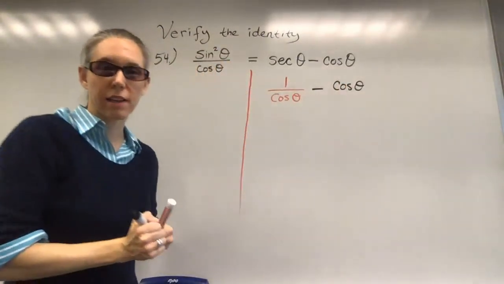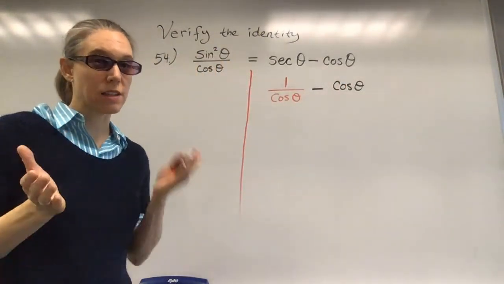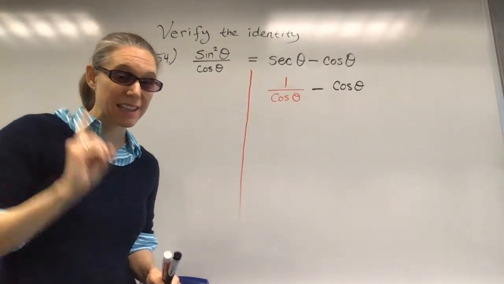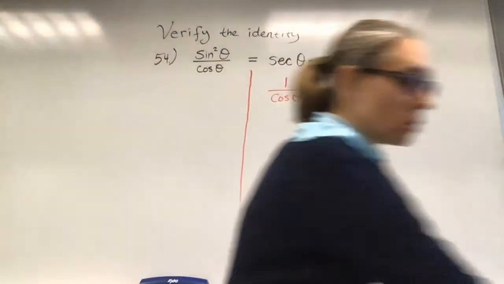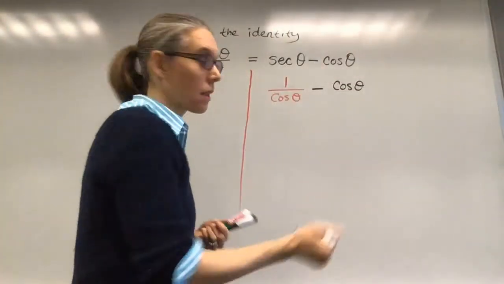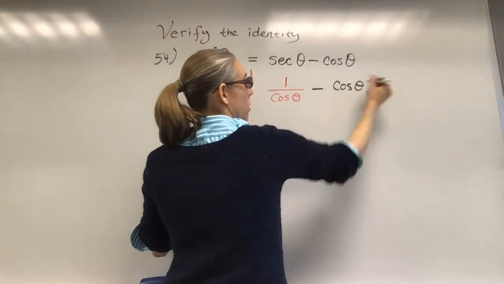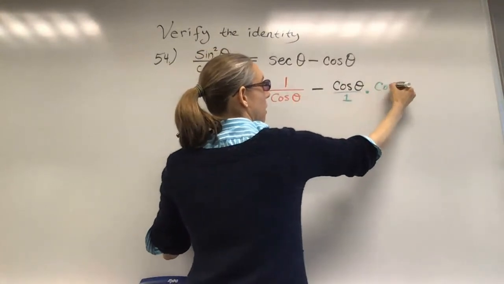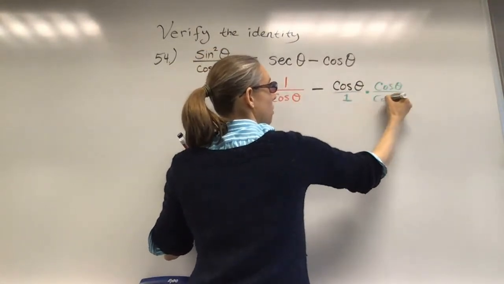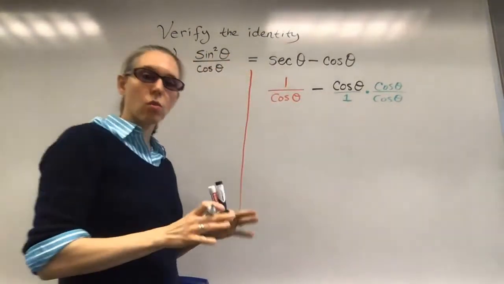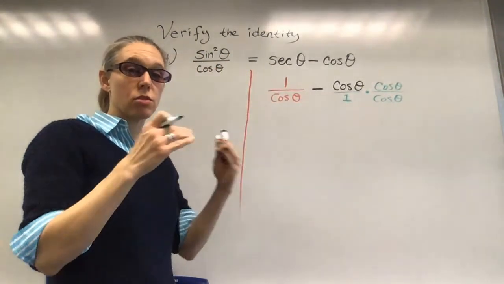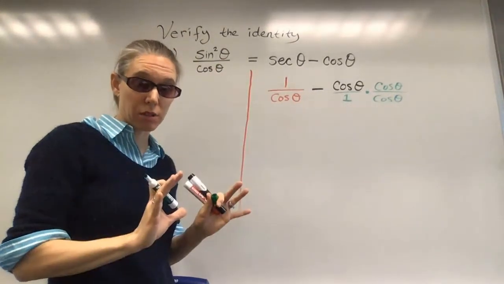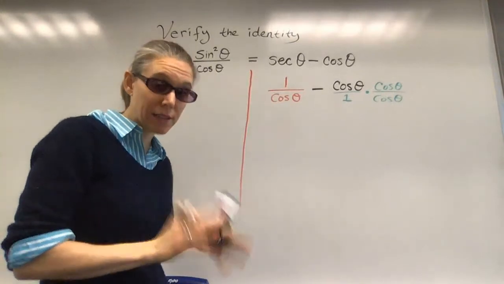Now at this point, I can see, wow, I am subtracting two terms that do not have a common denominator. That means I need to get one. So to get one, we're going to multiply cosine, which is cosine over 1, right? I'm going to multiply cosine by cosine over cosine. I'm still only doing one step at a time. Even though I'm doing two transformations, they're happening to different parts of the expression, so I can do them simultaneously because I'm still showing all my steps.